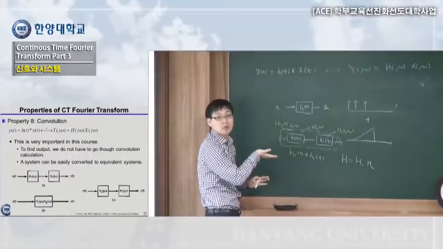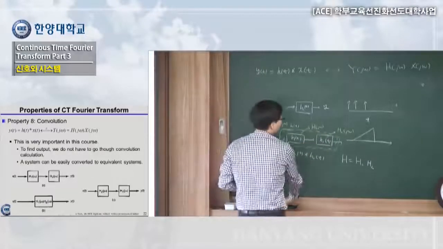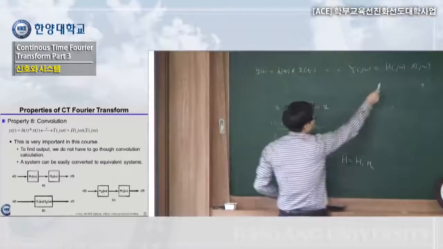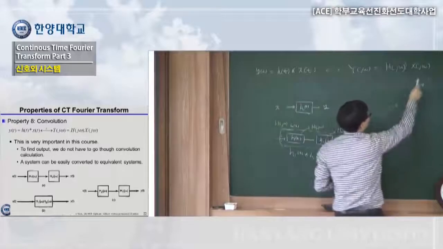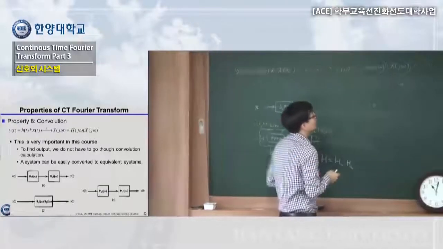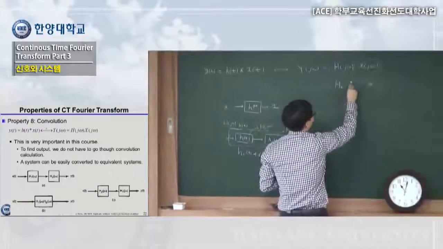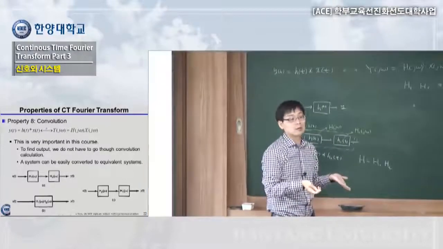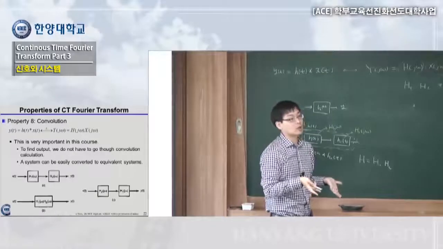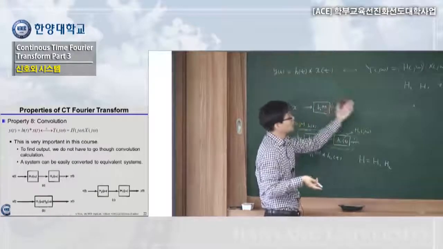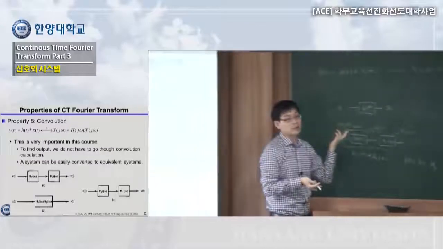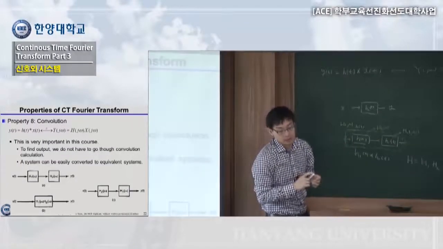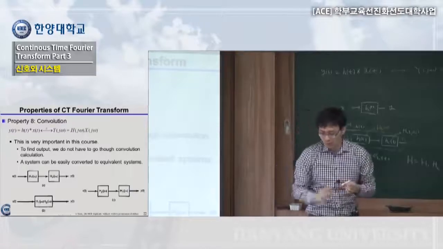I'm not saying that this is wrong. We can do that. However, for calculation, if you can find each system and input, or even different systems, and just multiply them, that saves a lot of effort actually. So this equation is another very important characteristic of why we have to learn the Fourier transform. So let's learn about the cases.